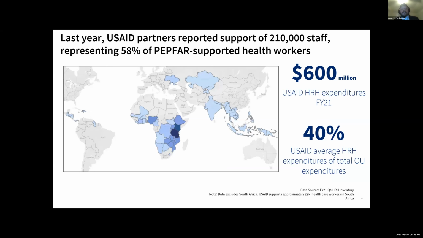In some broader context of why this activity is so important to the work that we do, last year USAID partners reported supporting over 210,000 staff and investing over $600 million in that staffing support. On average, 40% of PEPFAR USAID expenditures in any country are supporting partner staff.